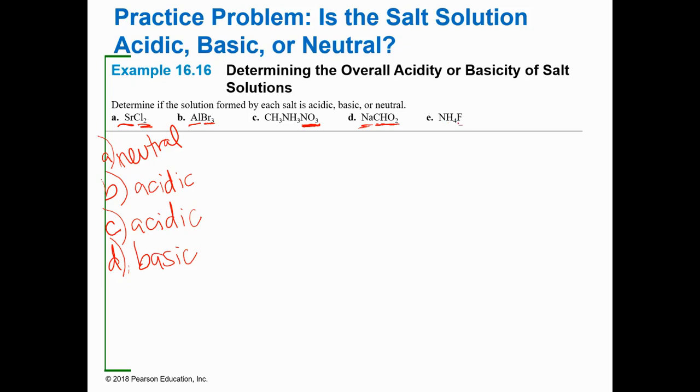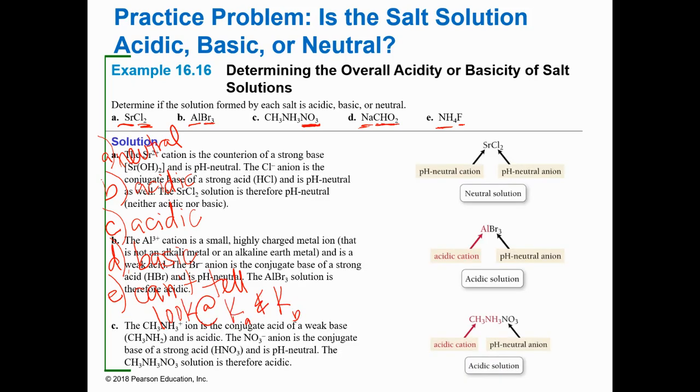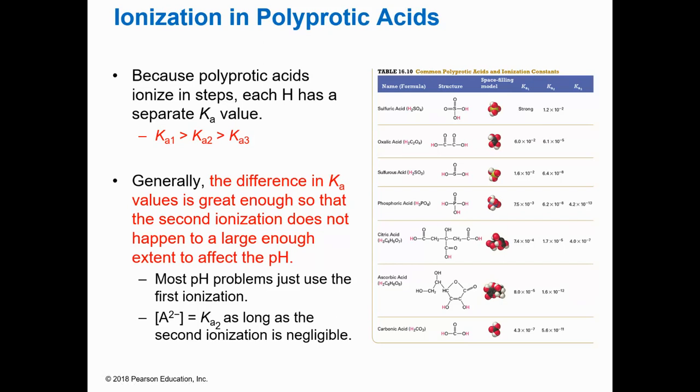Then I've got weak and weak. So right now I'm going to say on a weak and weak, we can't tell. We'd have to look at the Kas and the Kbs and then compare them. Need help with that? Please let me know.